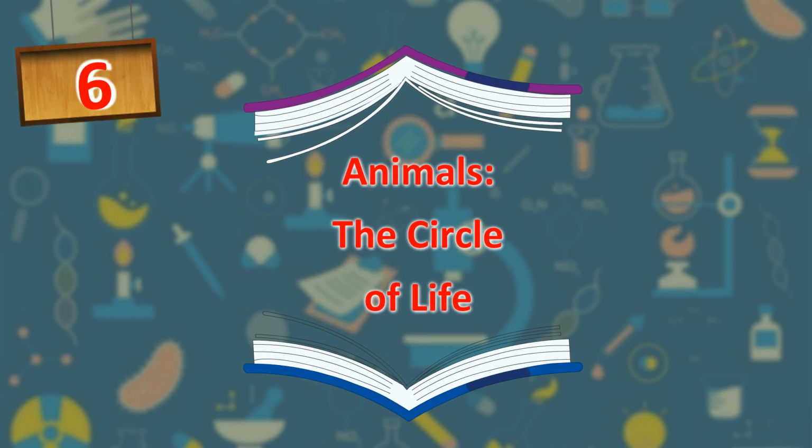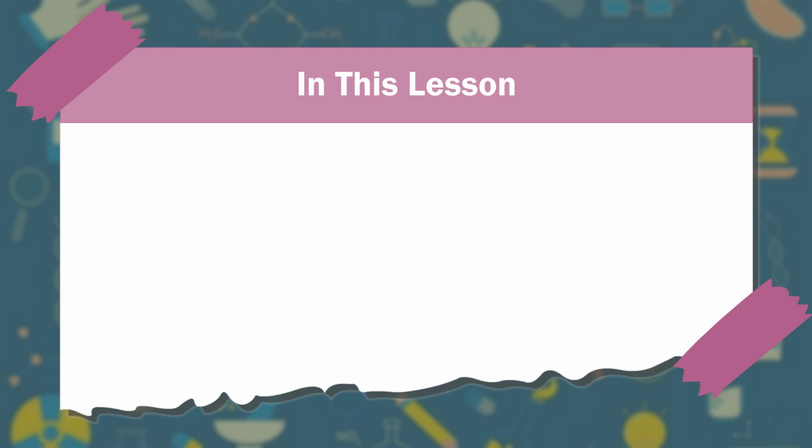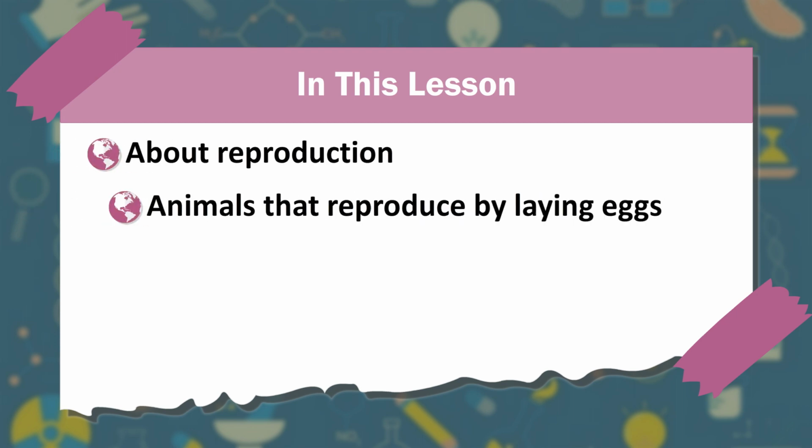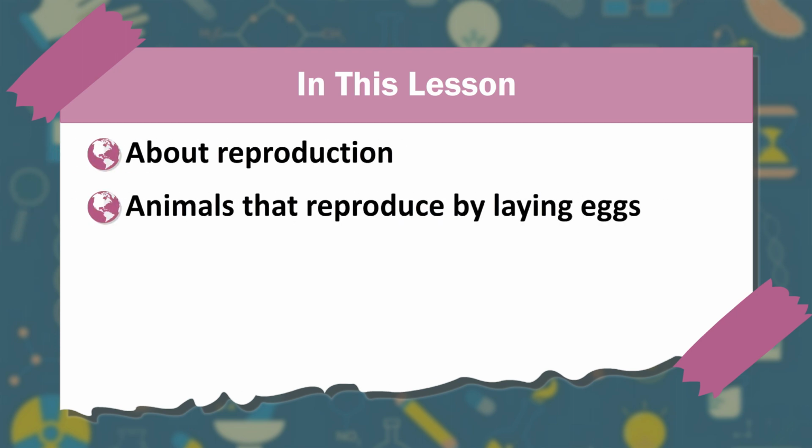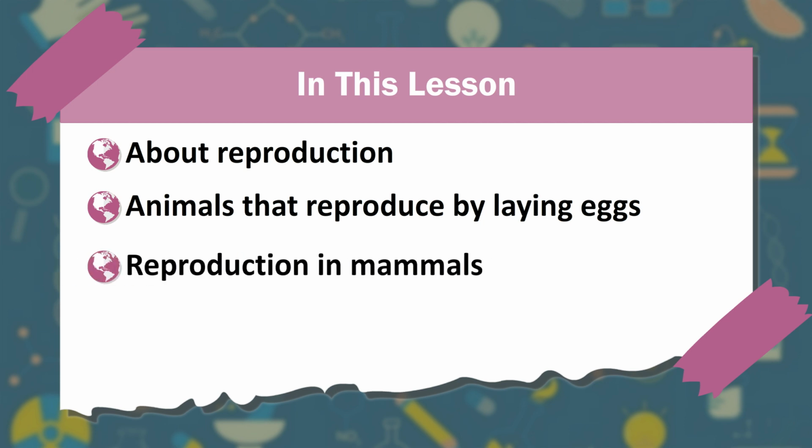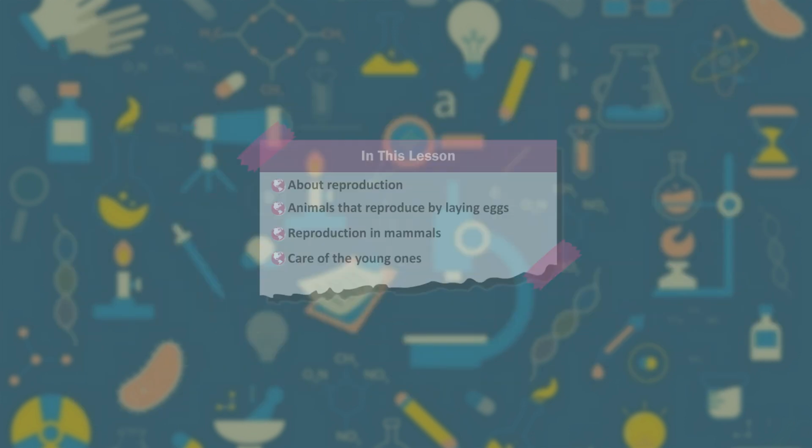Chapter 6: Animals, the Circle of Life. In this lesson, about reproduction, animals that reproduce by laying eggs, reproduction in mammals, care of the young ones.